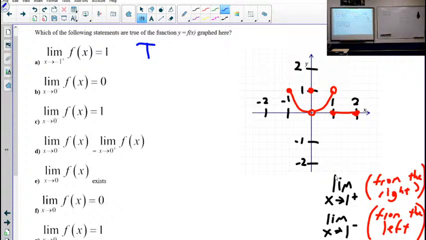Next one. Limit as x approaches 0 from the left. These next two are both asking about the limit as x approaches 0 from the left. And one of them says it's 0, one of them says it's 1. So I'm coming to 0 from the left. What y value is it getting closer and closer to from the left?